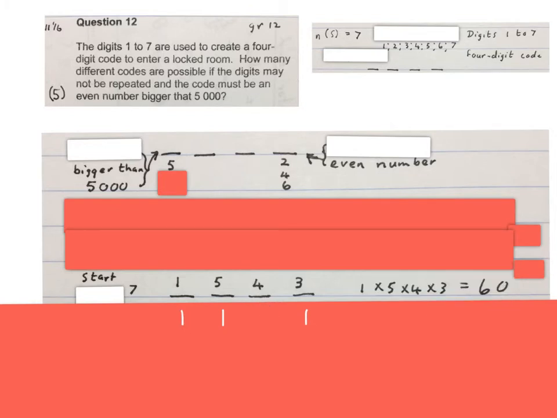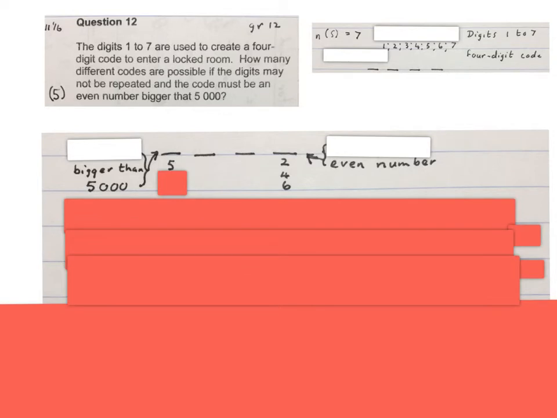Next, we're going to go for the codes that start with a 7. So we're going to force a 7 onto this line. So there is one digit available for this line. Because it has to be an even number, here I can use a 2, a 4, or a 6. So there's 3 possible digits I can use over here. Then, because I've used 2 of my 7 digits already, how many are available for this line? Yes, there's 5 digits available for that line. And then there will be 4 available for that line. Then we multiply them together and we get 60 codes that all start with a 7.